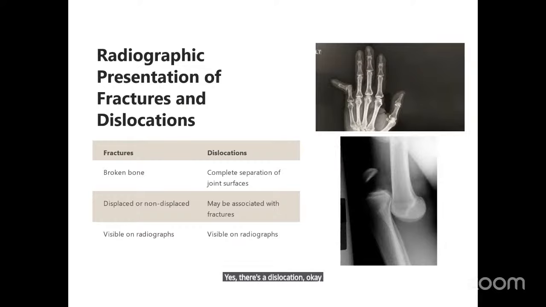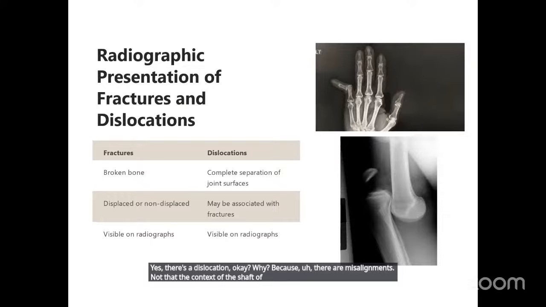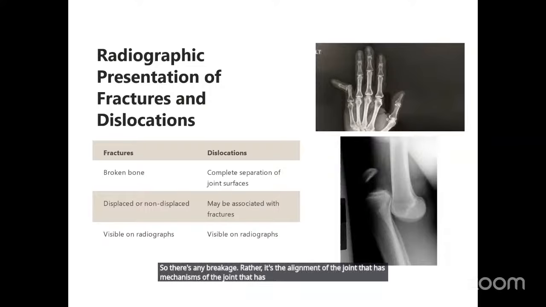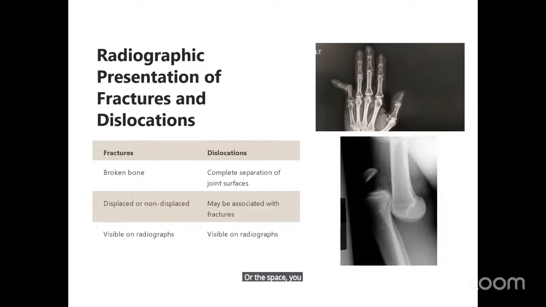Why? Because of the misalignment. The cortex of the shaft of the bone is intact. So we don't have any fragments here. In fracture, you have a bigger and a smaller fragment. Here, there is no fragment, so there's no breakage. Rather, the alignment of the joint, the mechanism of the joint, has been altered or displaced. Okay. Yes, sir.